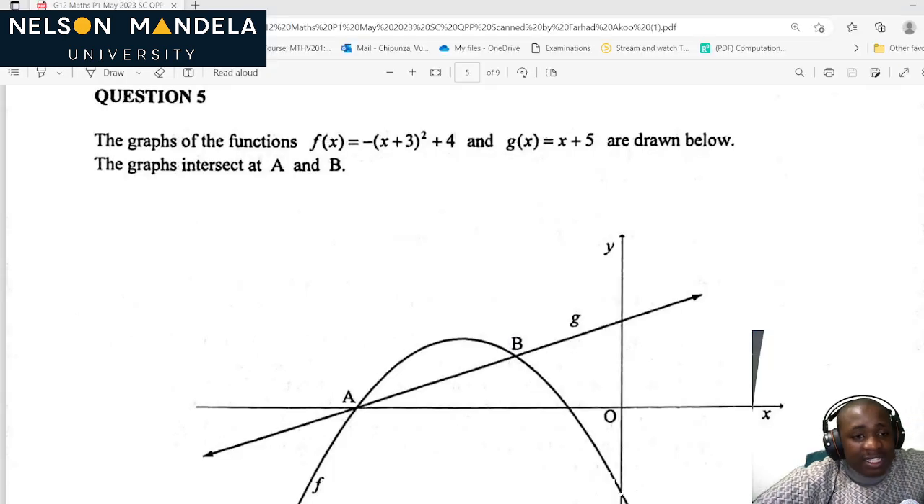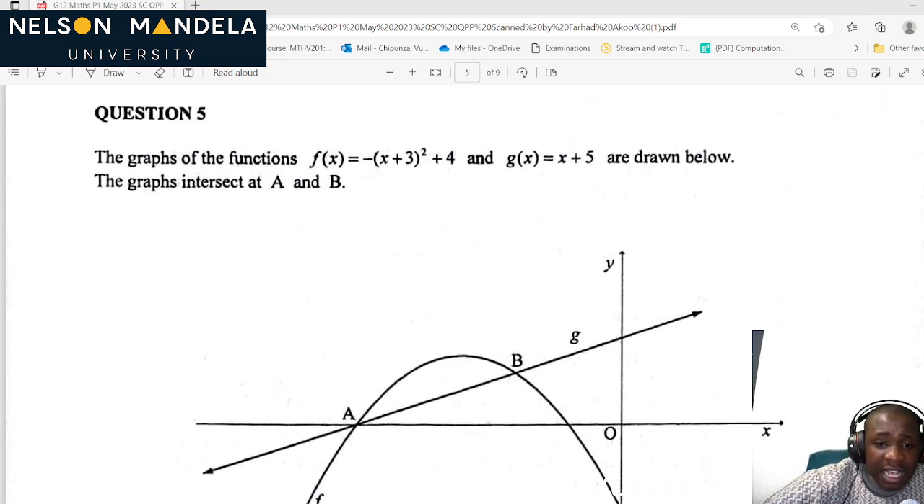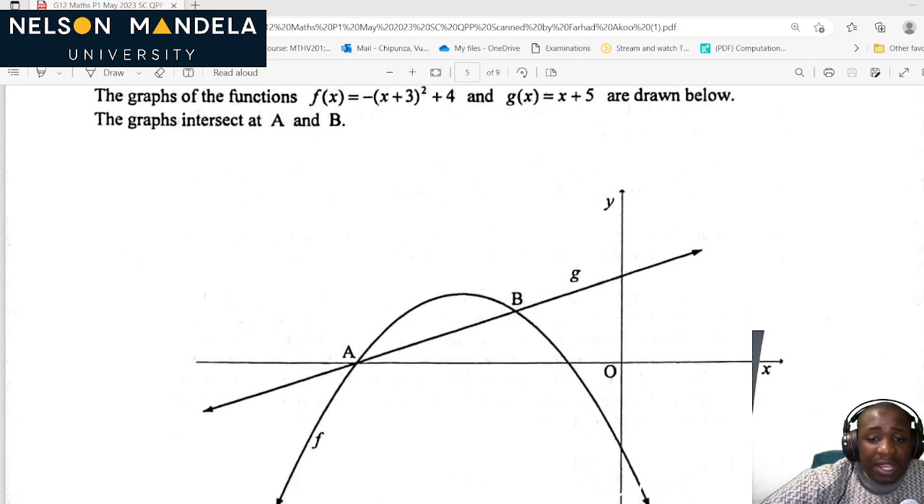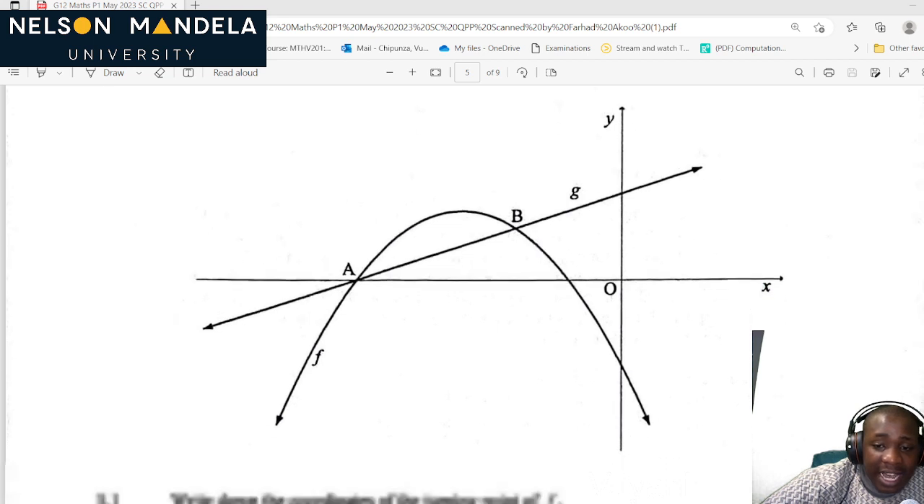Now let's look at this last question on functions, which is question number 5. The graphs of the functions f of x is equal to negative (x plus 3) squared plus 4 and g of x are drawn below. We can see that those are the functions. The parabola is f of x and g of x is our straight line function.